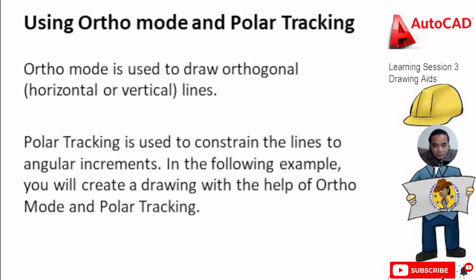So we are now on using ortho mode and polar tracking. Ortho mode is used to draw orthogonal, horizontal, or vertical lines. If you observe in ortho mode, your line is always straight, while polar tracking is used to constrain the lines to angular increments. In the following example, you will create a drawing with the help of ortho mode and polar tracking. So let's try this example.